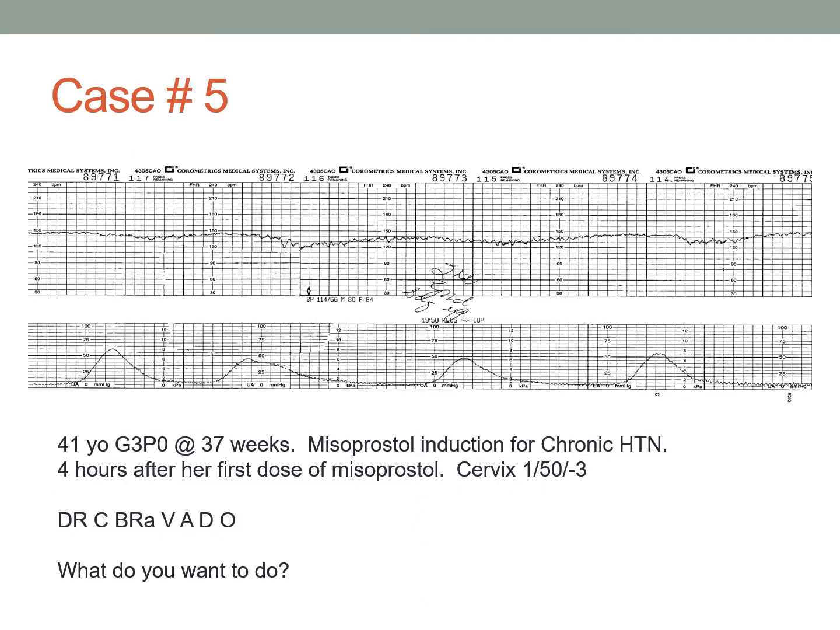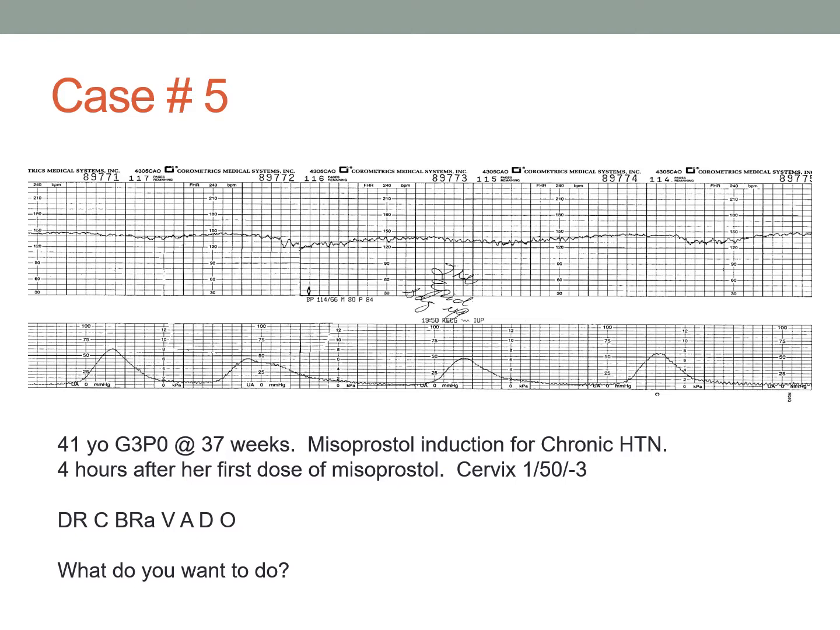All right, next patient, case 5. This is a 41-year-old, gravida 3, para 0 at 37 weeks. She's being induced with misoprostol for chronic hypertension. This is 4 hours after her first dose of misoprostol. Nurse calls you to take a look at the strip and inquire as to whether or not you can give another dose of misoprostol. So run through it, Dr. C Bravado, and think about what you would want to do. Would you give another dose of misoprostol or not?